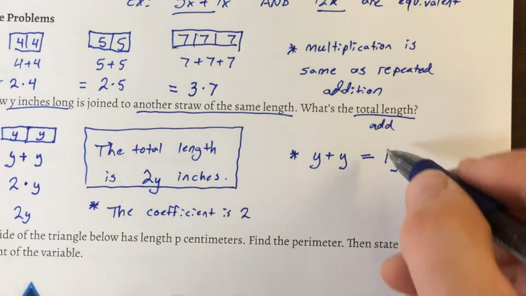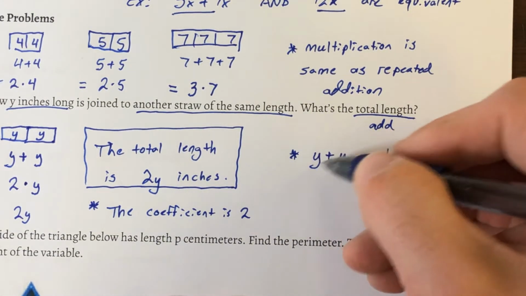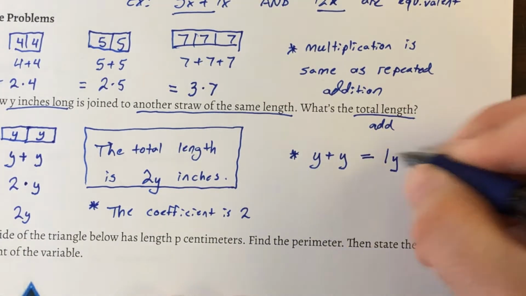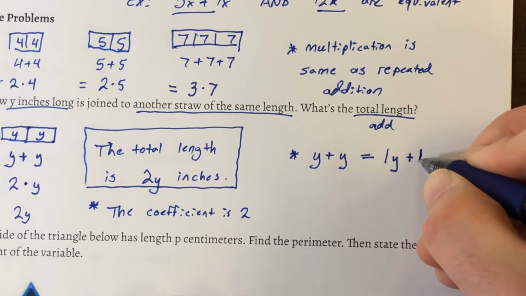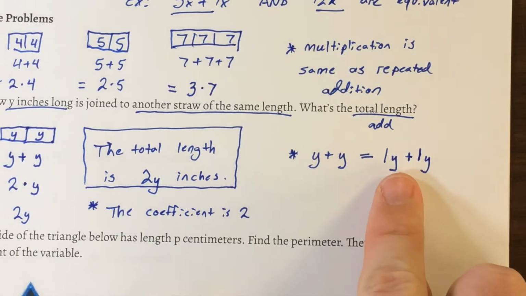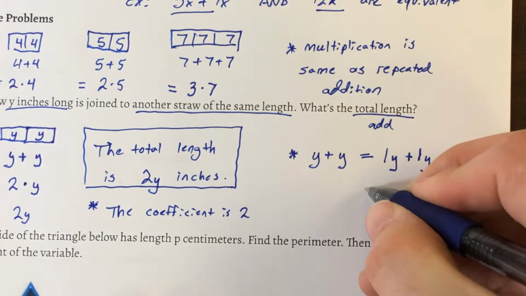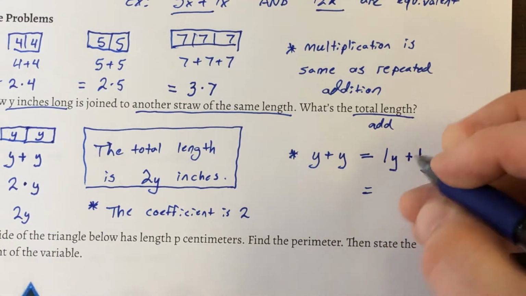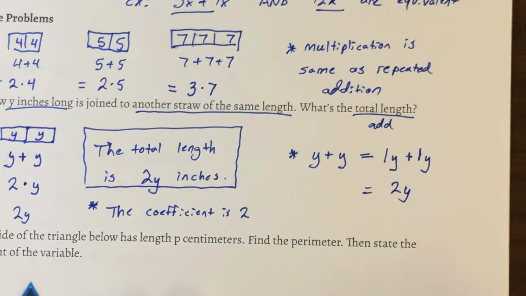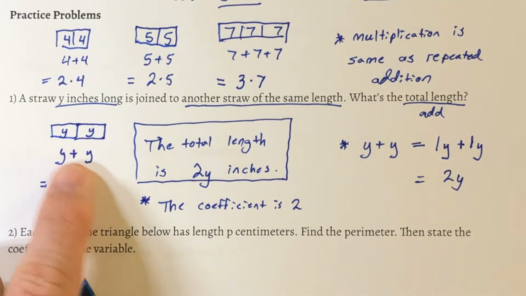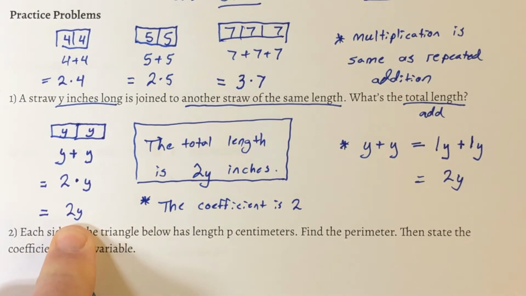Why? Because why write 1y if I only see one of them? You know, it's like, what's the point? Plus, again, y, what's the coefficient? 1. So what were we really doing when we did 1y plus 1y? We were simply just adding the coefficients together. 1 plus 1, you get 2. So 1y plus 1 more y, you get 2y. Again, just another reason of why y plus y is 2y, or 2 times y.